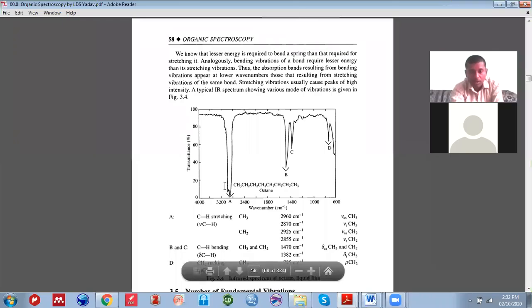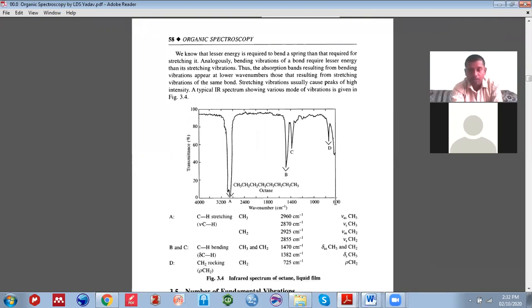Just look at every peak. In this spectrum there is one peak near about 3000 (A), another peak B more than 1400, C at 1400, and D greater than 600 cm⁻¹. We know this is a scale. This scale indicates wave number versus percentage of transmission. In the IR spectrum, wave number versus percentage of transmission indicates a scale.